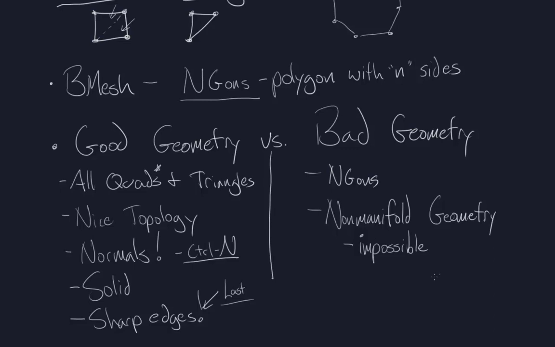So if you just have a single floating polygon, that's non-manifold geometry, because this guy, I mean, he's not even wafer thin. He's not even one atom thick. He is impossibly thin. So that's problematic.